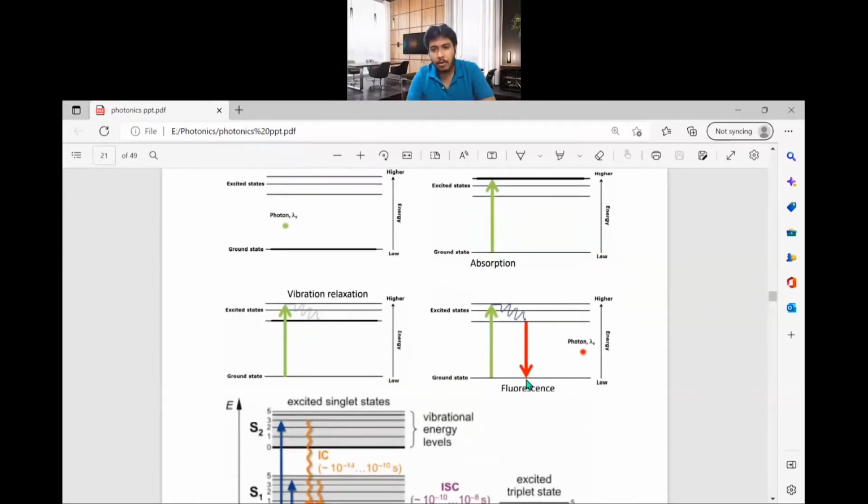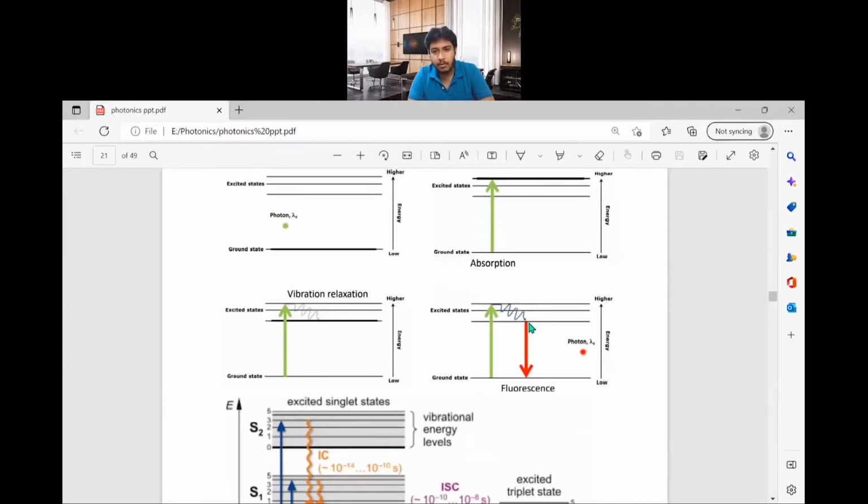So from here it will jump to the lower energy level and generate light according to the wavelength. As you can see, the incident light has more energy, so the electron goes from the ground state to the excited state. So it has a lambda that is less.